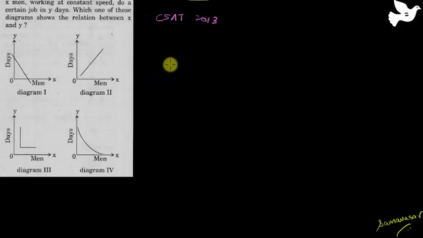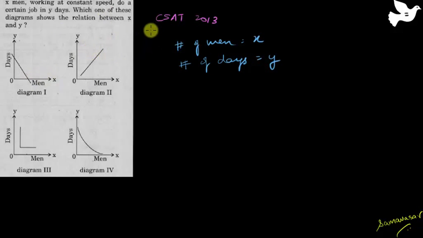This question appeared in CSAT 2013. It says X men working at a constant speed do a certain job in Y days. Which of these diagrams shows the relation between X and Y? This means the number of men is X and the number of days is Y. Now let us assume you don't know anything about work, you have no idea, you don't know any formulae. These kinds of graphical questions require only logic and your application of mind.